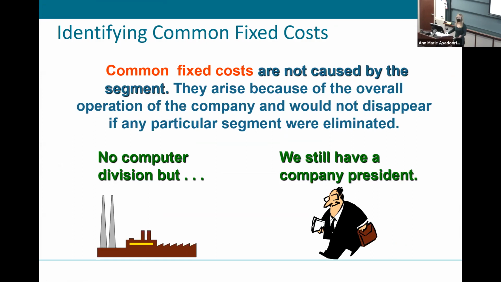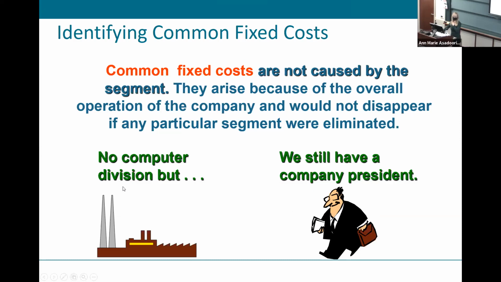This is very different from common fixed expenses. Common fixed expenses aren't caused by the segment. They arise because of the overall operation of the company and will not disappear if a particular segment were eliminated. Here's the CEO of the entire company, who is in charge of both the computer division and the television division. If you think about Pepsi, you have the CEO of the entire corporate company, but then you have the division managers of each one of those divisions.